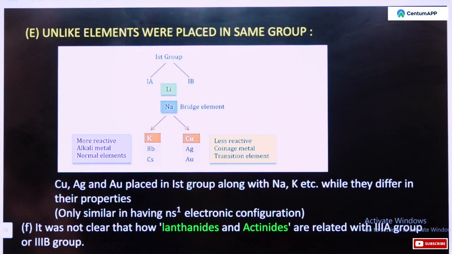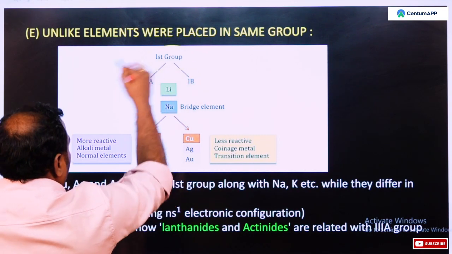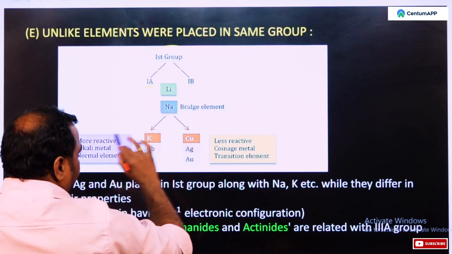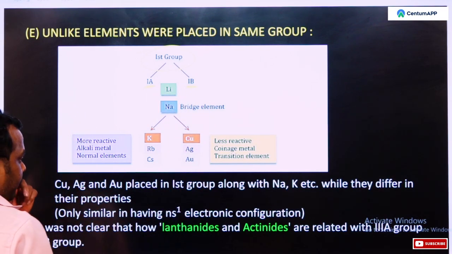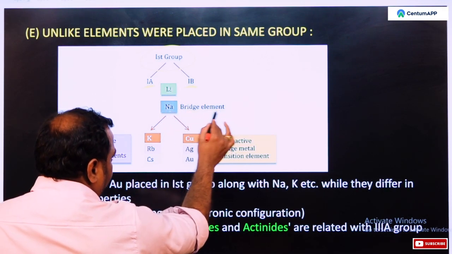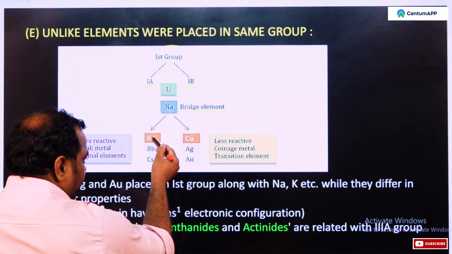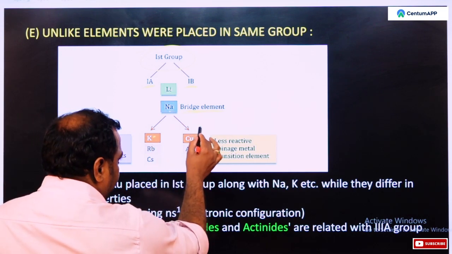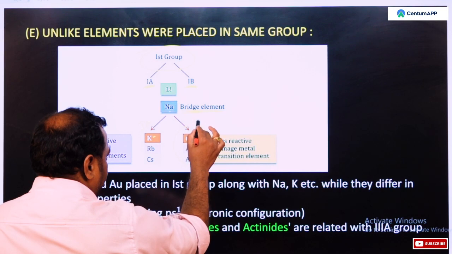Last one, unlike elements were placed in the same group. This is the first group, with first A group elements and first B group elements. Lithium, sodium, potassium, rubidium and cesium are first A group elements. Then there are the first B group elements.